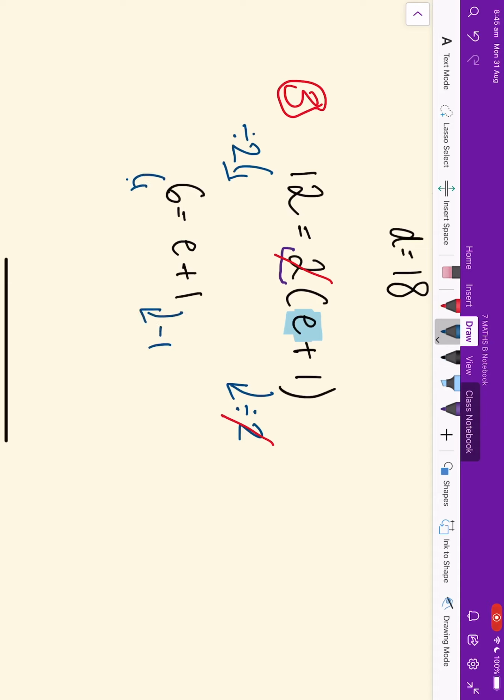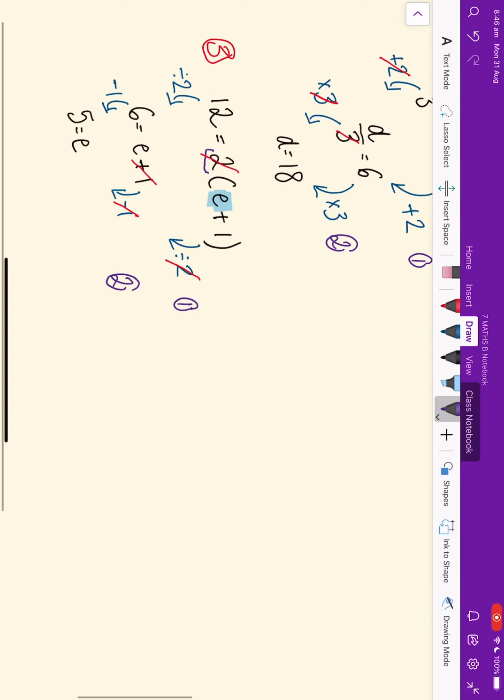We have to do it to both sides, we can cross it off on my right hand side. So we're going to take away 1 from both sides. Okay, that means I can cross it off here. 6, take away 1 gives me 5, and this is what e equals. And there's your answer, okay? 1 step, 2 step. Okay, these are 2-step equations. I hope that makes sense.